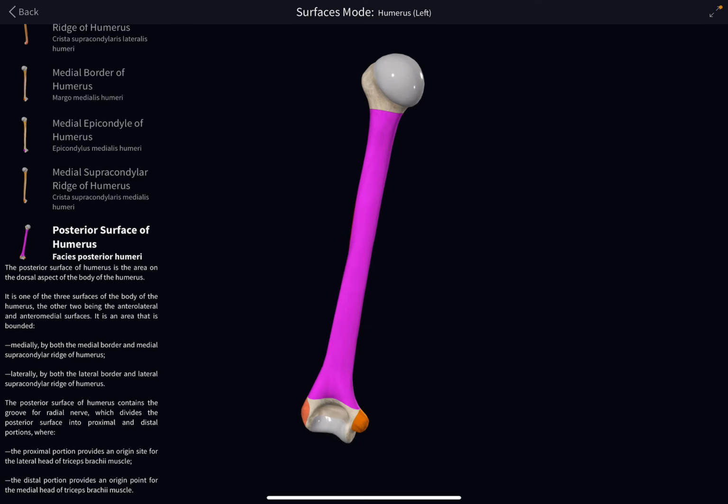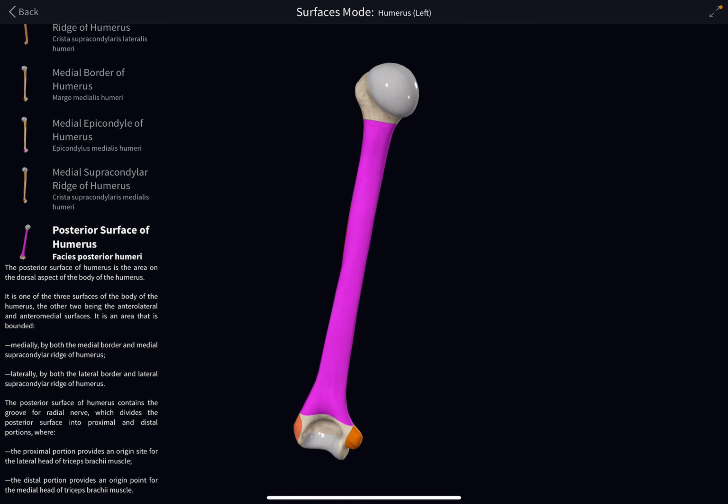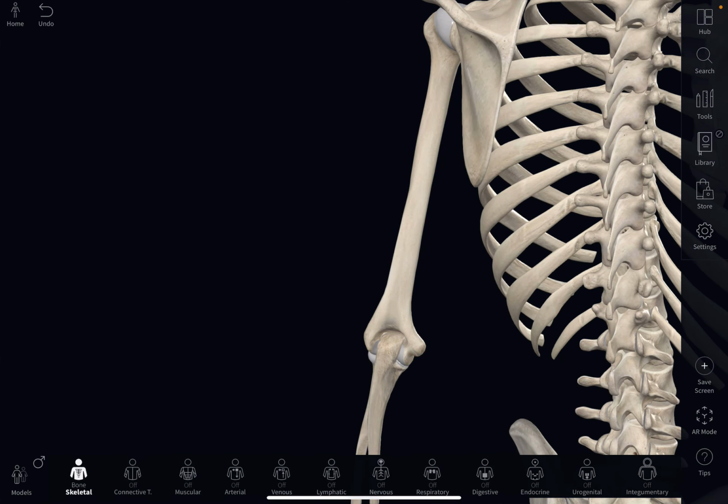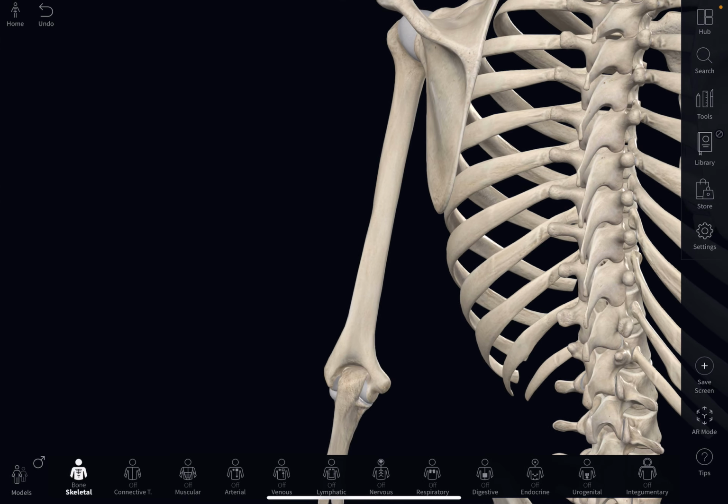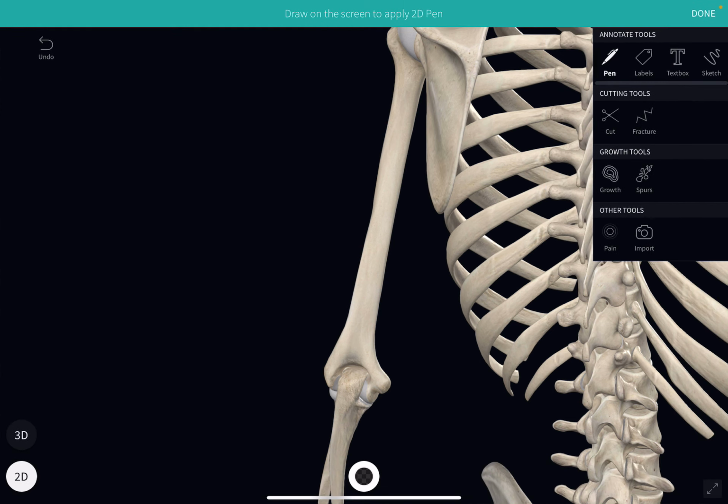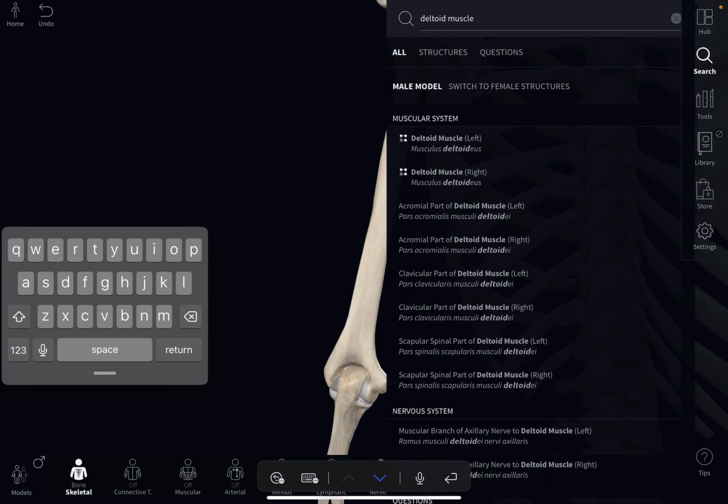So the posterior surface is actually very extensive, right? And it intervenes between the medial and the lateral borders. A very important feature on the posterior aspect of the shaft of the humerus is the spiral groove. Okay, so what is a spiral groove? As the name indicates, it's a groove that runs in a spiral manner. It is directed downwards and laterally. It is also known as the radial groove because we have the radial nerve running in this groove as it goes from the axilla into the arm.